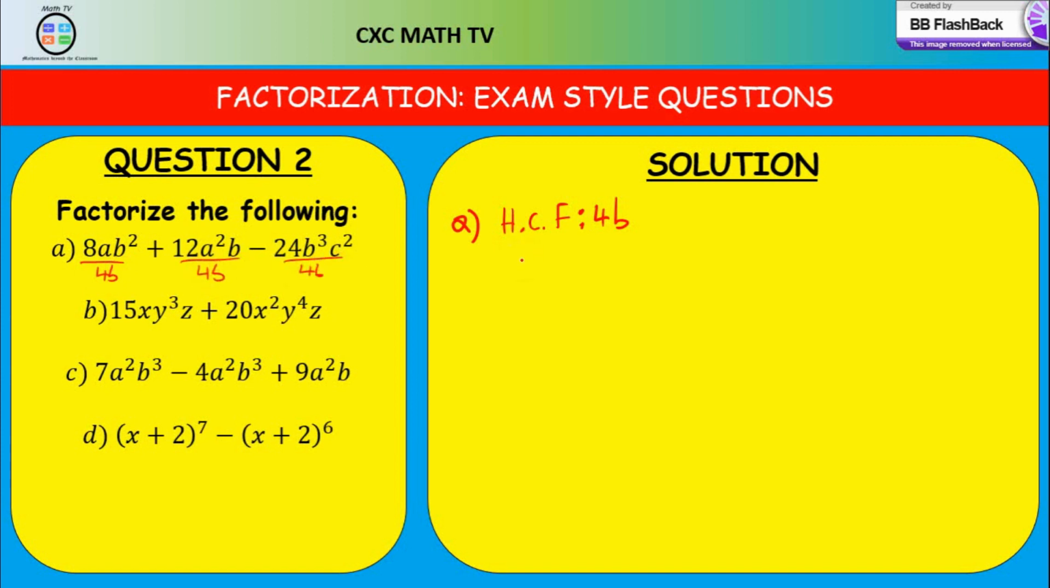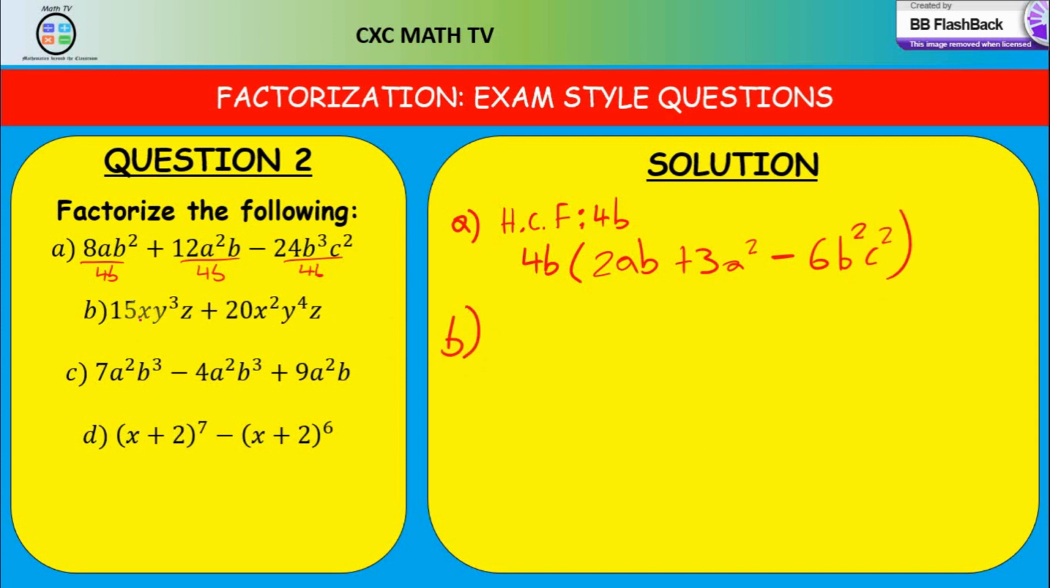So in that case it is 4b in bracket: 8 divided by 4 leaves 2, and we have a there, b squared over b leaves b, plus 12 divided by 4 leaves 3, a squared, and then b divided by b gone, minus 24 divided by 4 leaves 6, b cubed over b leaves b squared. Then we have our c squared.